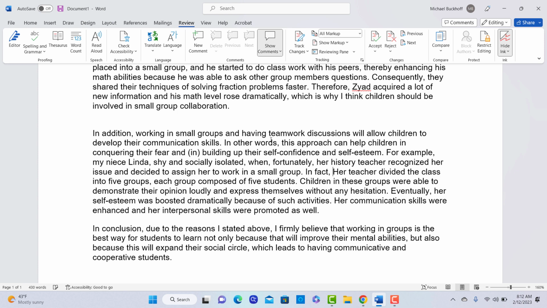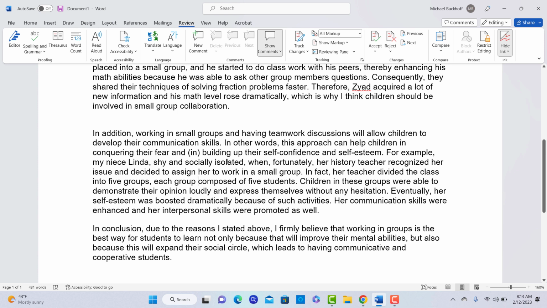We might say, in fact, her teacher divided the class into 5 groups, each group composed of 5 students. Now I'm giving you some big credit for that grammar there. That is really effective. I like how each group was composed of 5 students, but you didn't want to use a second independent clause there, so you combined the 2 sentences, and that's really good how you did that.